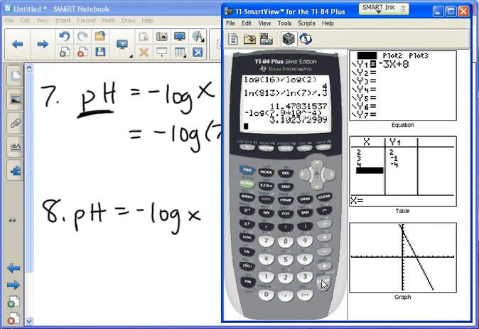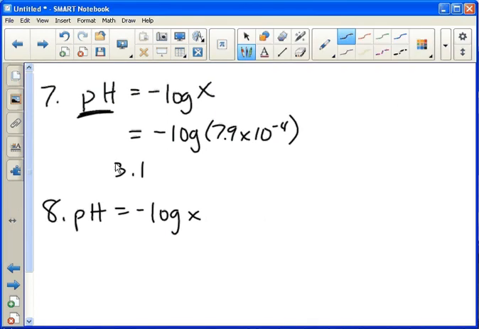Okay, now 8's a little tougher because it says what would be the hydrogen ion concentration, that's x we're looking for, if the pH is 9.3. So that means we have to solve for x. Well, I want to move the negative over, get rid of it, so I get this.